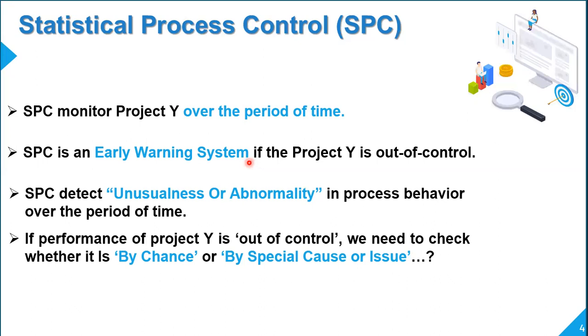So SPC detects unusualness or abnormality in process behavior over a period of time. If the performance of the project Y is out of control, we need to check whether it happened by chance, just randomly, or there is a certain reason behind it. If there is a certain reason behind it, we need to investigate it further and fix it right at that moment. Right, so on that note, let's go to the next slide, please.